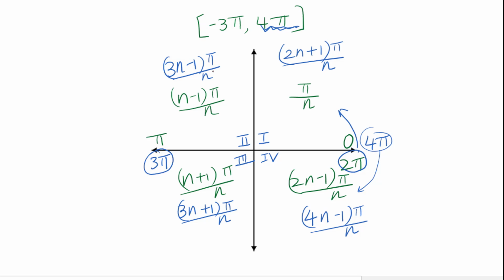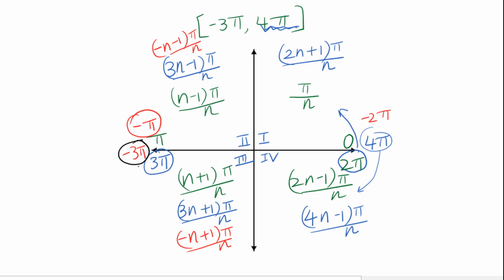For the negative angles, you have 0, so you have negative pi, negative 2 pi. Then here is negative 3 pi. Okay, let's go to this negative pi. You will have negative (n minus 1) pi over n. Then you can write down here negative (n plus 1) pi over n.